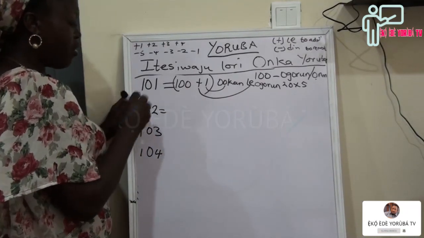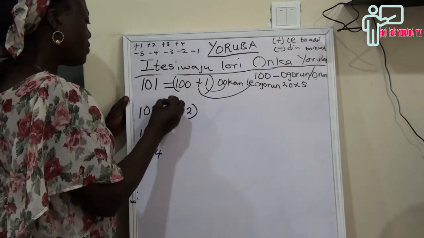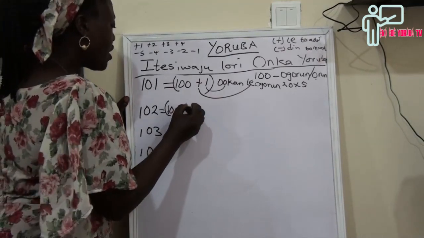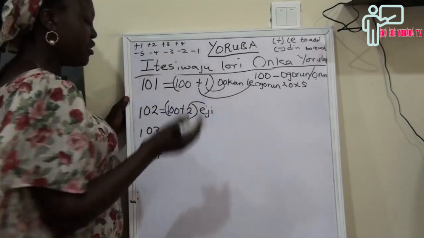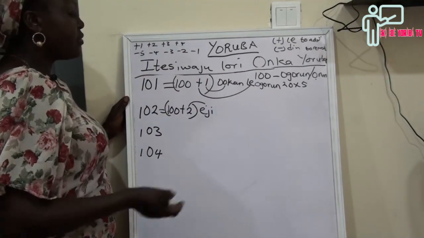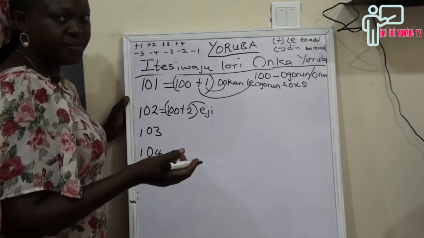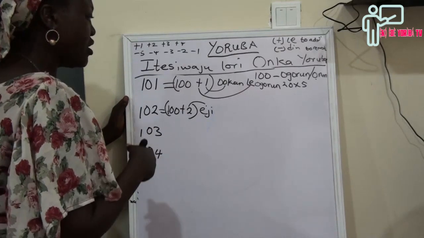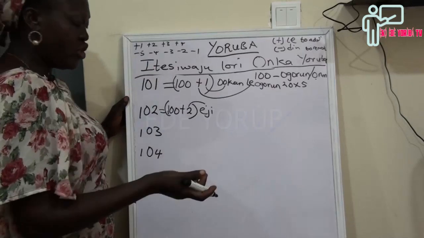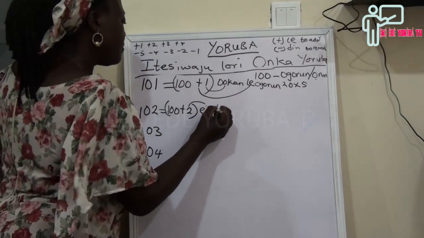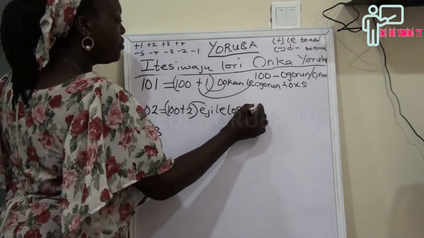And this one is 102. We start from the back also. The meaning is that 100 plus 2. So we can say èjì. Èjì, ìkejì, méjì. I've just made reference to it. We've done that one before. Èjì, méjì. Èjìlélọ́gọ́rùn-ún. Lọ́gọ́rùn-ún.